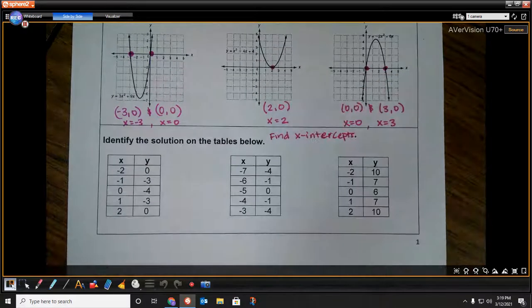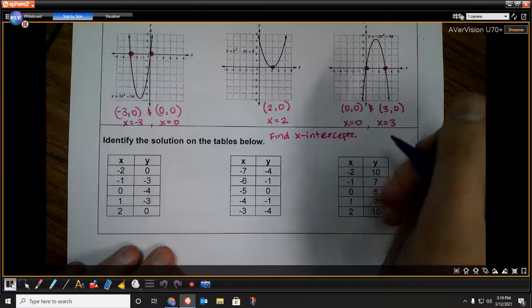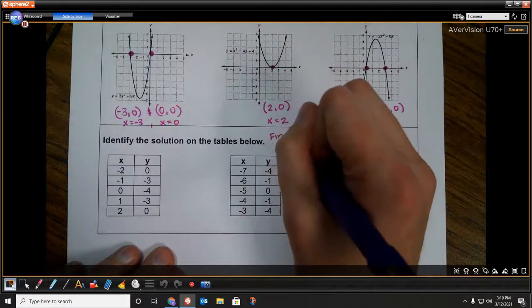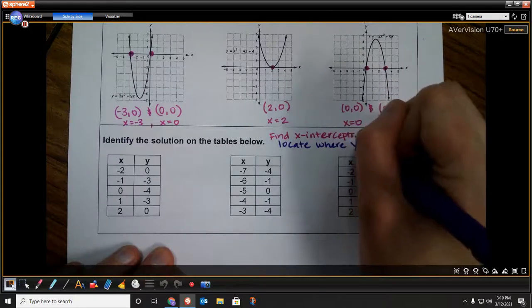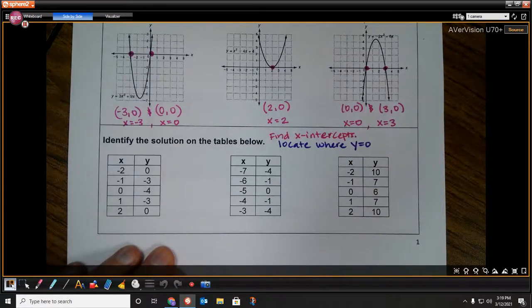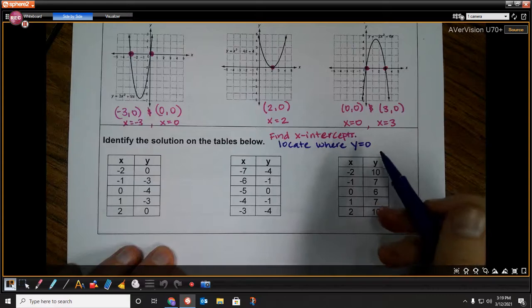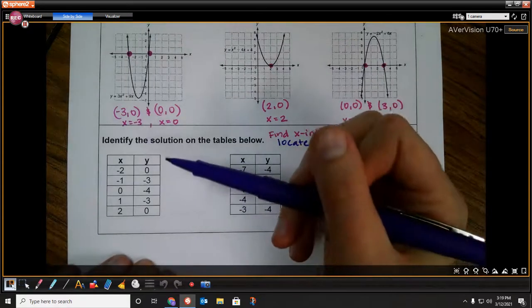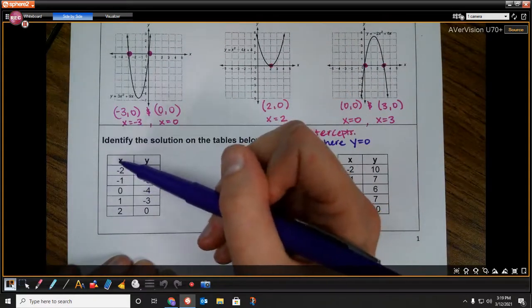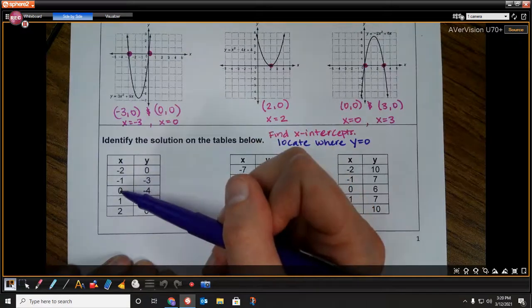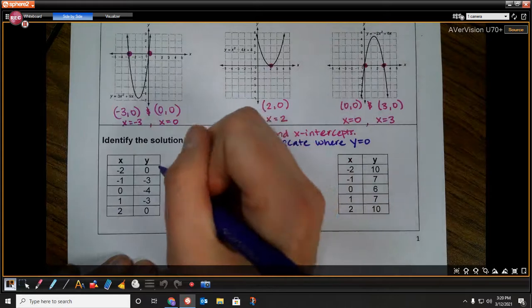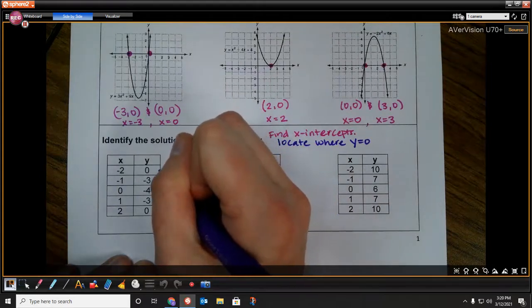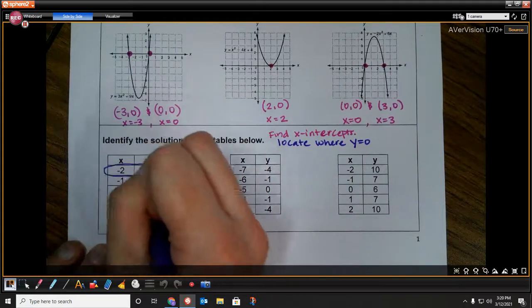But in this case, what we can do in order to find our x-intercepts is we want to find or locate where y is equal to 0. Y is always going to be equal to 0 at your x-intercepts. So on this first table, we're going to look here and we say, okay, so we don't look at our x's, all right? There is an x equals 0, but we want to find where y is equal to 0. So we find it right here. Boop. So that is one of our points.